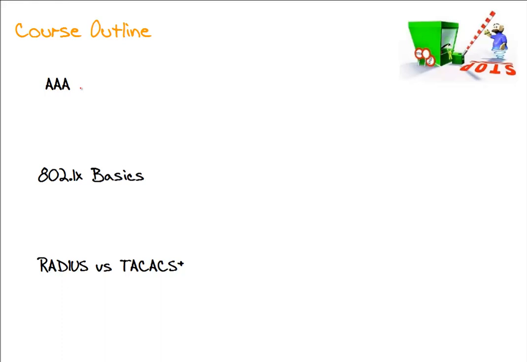Hello everyone. In today's lecture, first we are going to talk about AAA. AAA is Cisco's platform for configuring three basic security functions. After that, we are going to talk about 802.1x basics, where I will describe three different roles in it. And finally, we are going to compare Radius and TACACS+. Let's jump in.